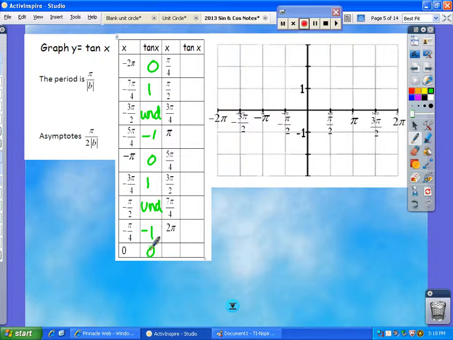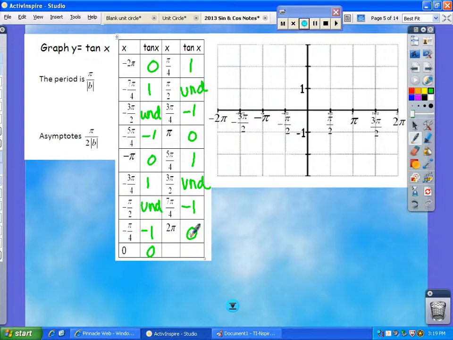At 0, we're at 0. All right, now you're going to go counterclockwise. So at pi over 4, we're at 1. At pi over 2, we're undefined. At 3 pi over 4, we're at negative 1. At pi, we're at 0. At 5 pi over 4, we're at 1. At 3 pi over 2, we're undefined. At 7 pi over 4, we're at negative 1, and at 2 pi, we're at 0.